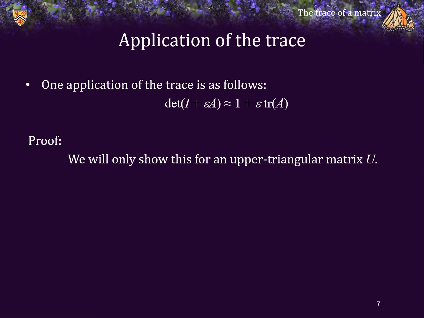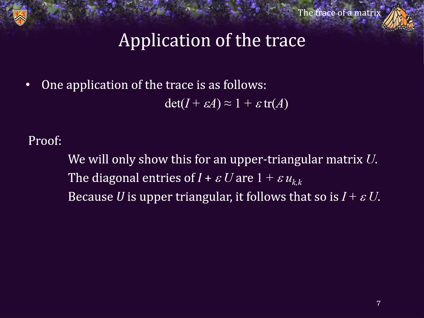Proof. Well, we're actually only going to show this for an upper triangular matrix U. The diagonal entries of the identity plus epsilon times an upper triangular matrix are 1 plus epsilon times the diagonal entries of the matrix U. Because U is upper triangular, so is the identity plus epsilon times U. Thus, the determinant is just equal to the product of the diagonal entries. Again, because the identity plus epsilon times U is upper triangular.